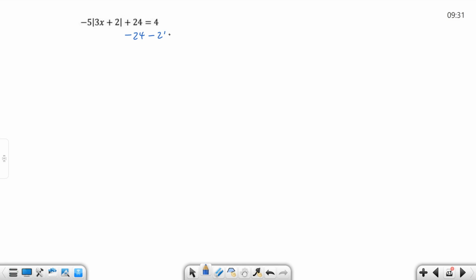So we undo addition, subtraction first. So we're going to subtract 24 from both sides. That cancels because it goes to 0. Negative 5 absolute value of 3x plus 2 equals what? Negative 20. Don't get here and go, oh, it's negative 20, I'm done.